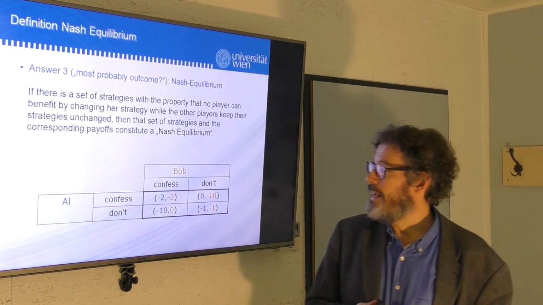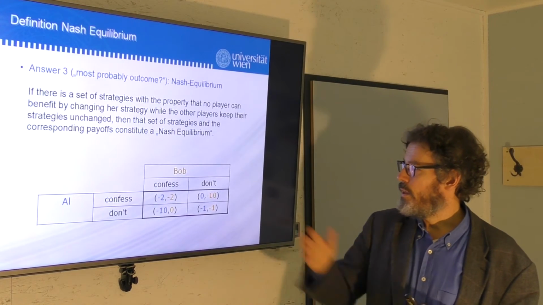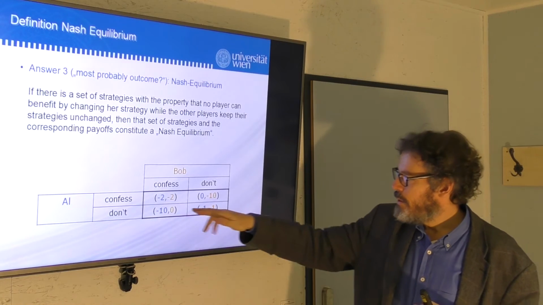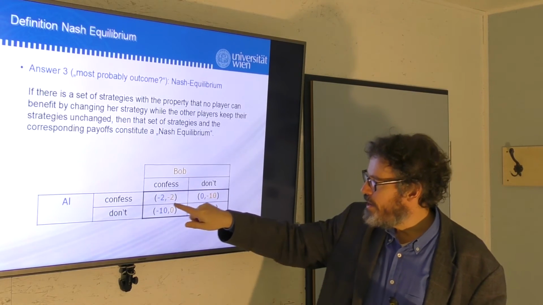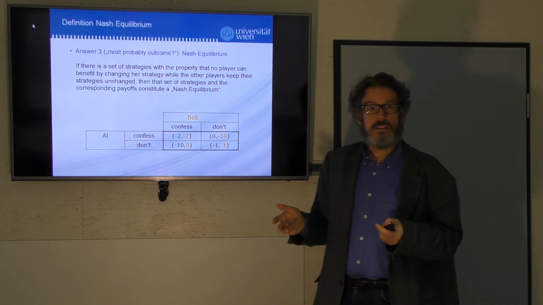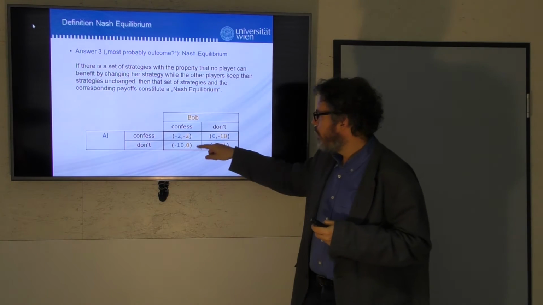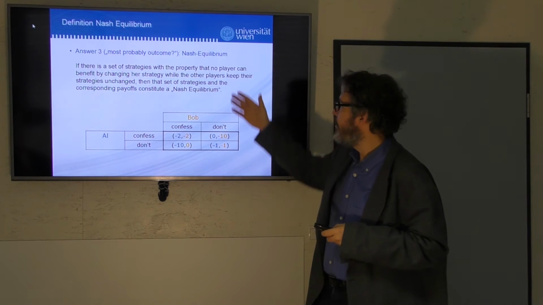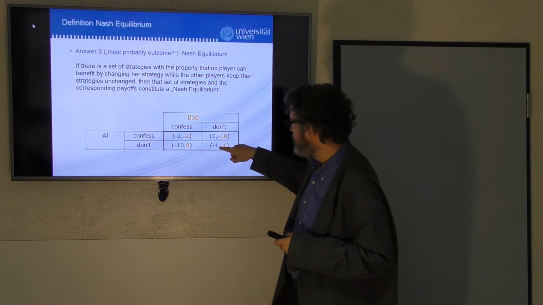So if we come back again to our prisoner's dilemma, it's clear that we will end up in a dominant strategy equilibrium here, and this is also a Nash equilibrium. Why is this the case? Well, we can answer this very easily if we go along all the potential solutions and see whether they can be Nash equilibria in the sense of this definition. So let's start down here.